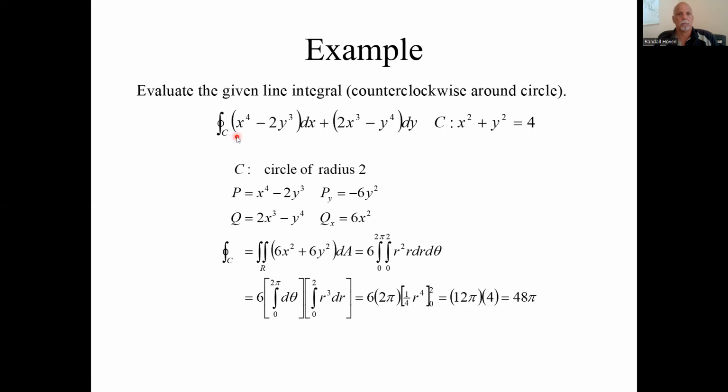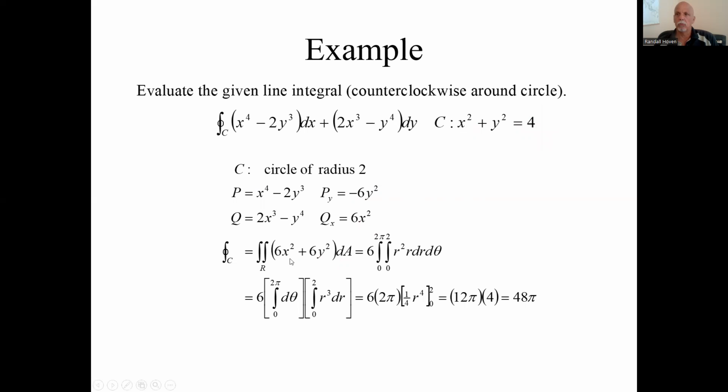How about another one? Here's the work integral going completely around this circle, radius 2. So let's see, here's Q. Its partial with respect to x will be 6x squared. And P with respect to y will be minus 6y squared. I subtract Q sub x minus P sub y, so it'll be 6x squared plus 6y squared. And what's the region of integration? It's just the circle of radius 2.